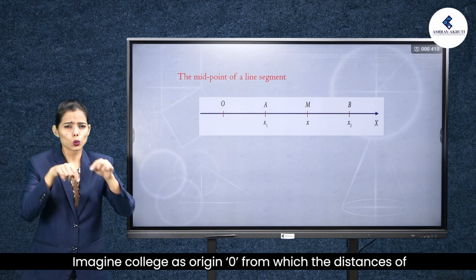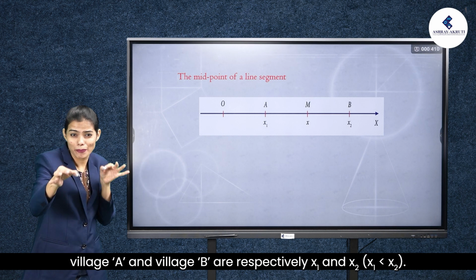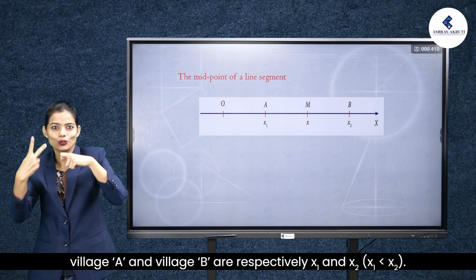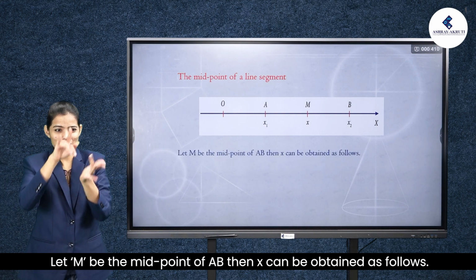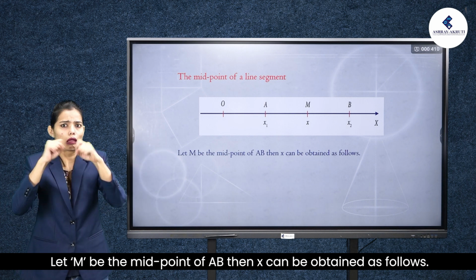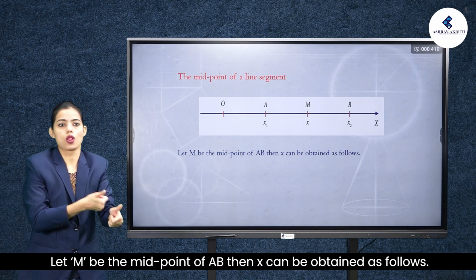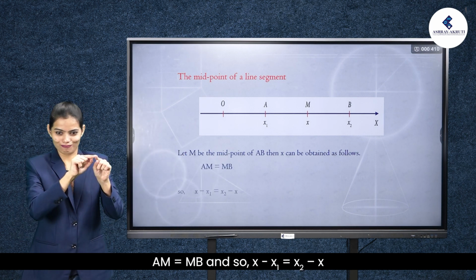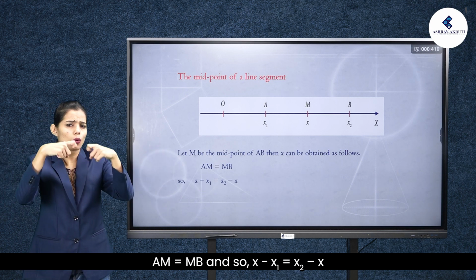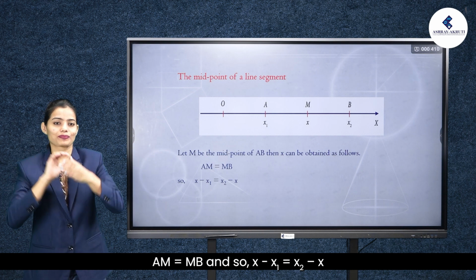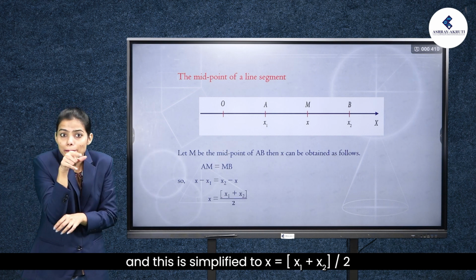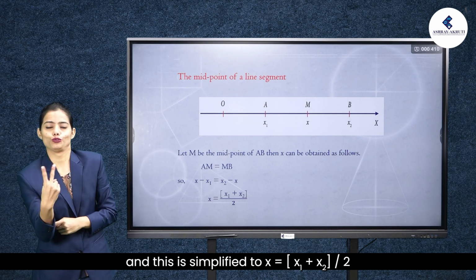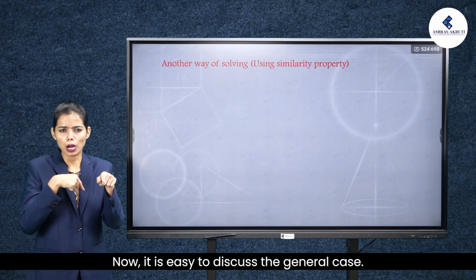Imagine the college has origin 0, from which the distances of village A and village B are respectively x1 and x2, x1 less than x2. Let M be the midpoint of AB, then x can be obtained as follows. AM is equal to MB, and so x minus x1 is equal to x2 minus x. This is simplified to x is equal to (x1 plus x2) by 2.